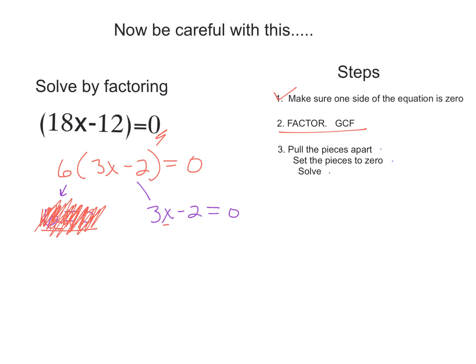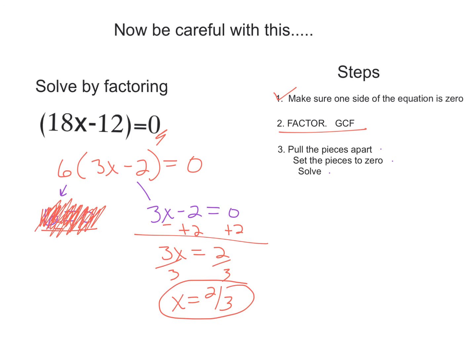Now here, because I have an x, I can solve this. So I'm going to add 2's. 3x equals 2. Divide by 3's, so x equals 2/3. That's the only root we have on this one.